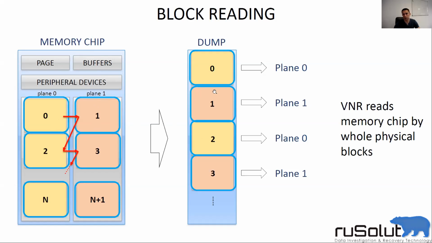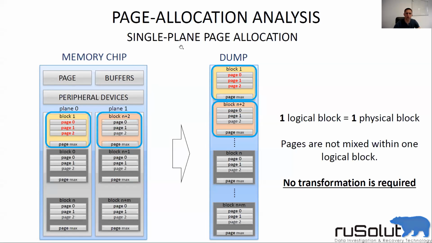Let's see what will happen if we have single plane page allocation and multi-plane page allocation. In case of single plane page allocation, when we get data out of the memory chip to the dump, we don't have any problems because pages were written sequentially into one block. So all pages from this block go sequentially, then this block, all pages go sequentially, and basically everything is good. We don't have any mix here, or any additional problems. One logical block is equal to one physical block, pages are not mixed within one logical block. No transformation is required in this case. So everything is good. Now let's see what happens if we have multi-plane page allocation.